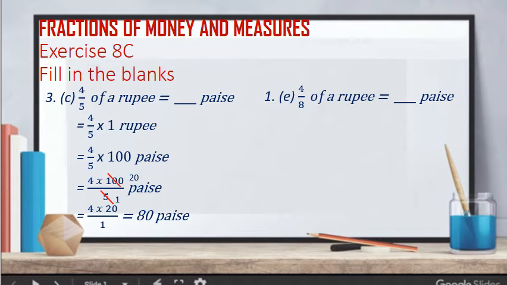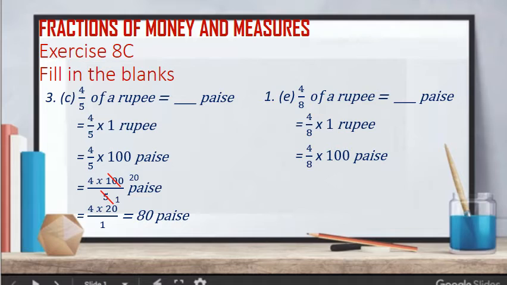4 by 8 of a rupee is equal to how many paisa? So now children, let us see again. A rupee means 1 rupee. So we can write 4 by 8 of a rupee as 4 by 8 multiplied by 1 rupee. And now as we know that 1 rupee is equal to 100 paisa, in place of 1 rupee we can write 100 paisa. So this will become 4 by 8 multiplied by 100 paisa.